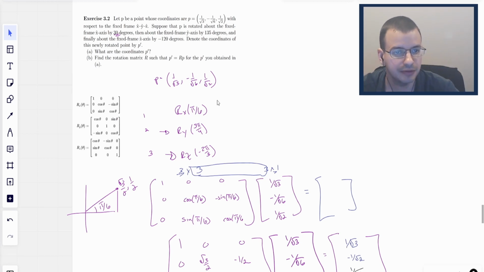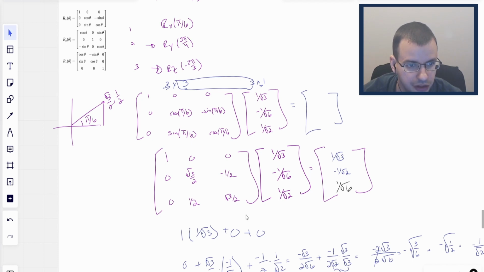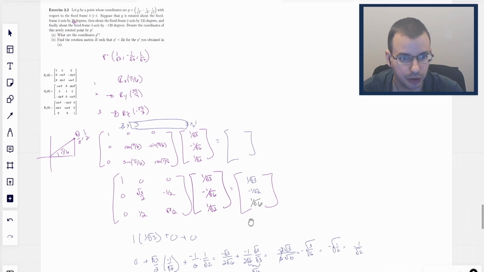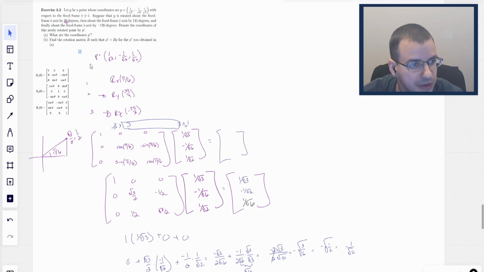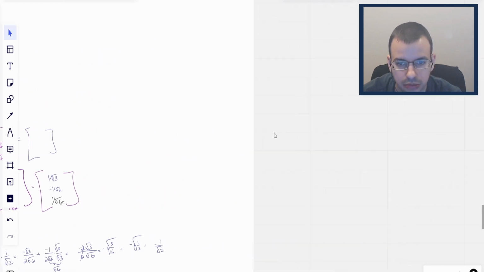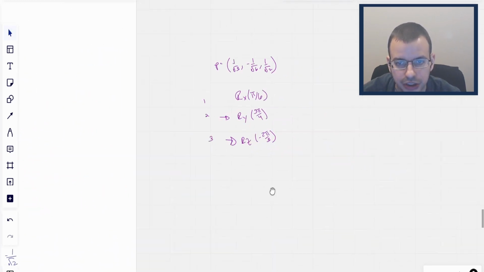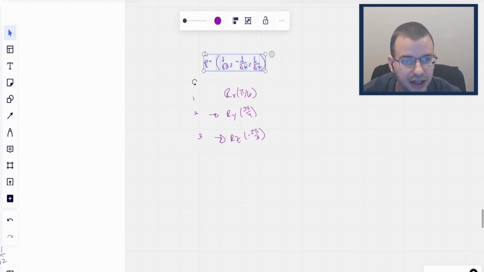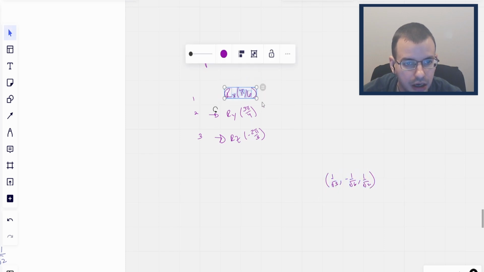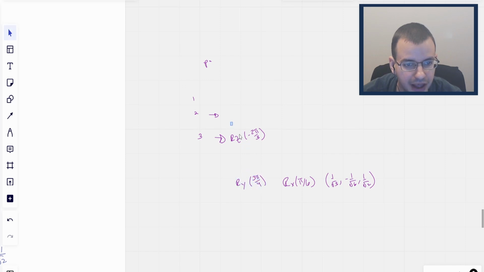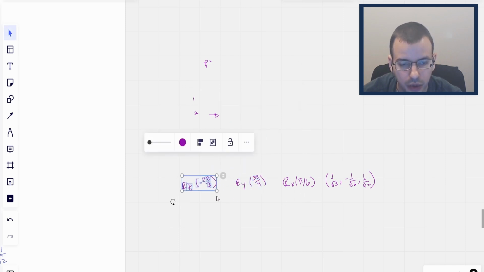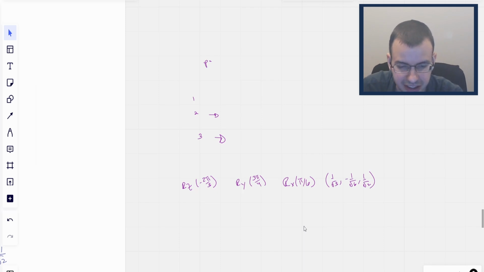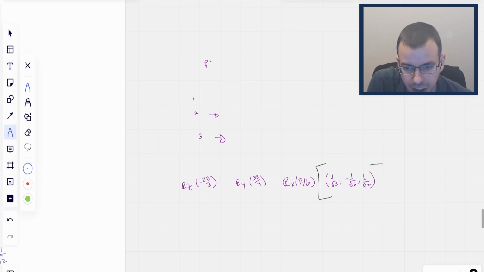All right, so now for part B, find the rotation matrix R such that P prime is RP for P prime we obtained in part A. All right, so for this, conceptually, I'm going to grab this point P over here, move it over here. So we have this point P, and we want to rotate it by our matrices. Specifically, we want to do it in the order of X first, then Y, then Z.